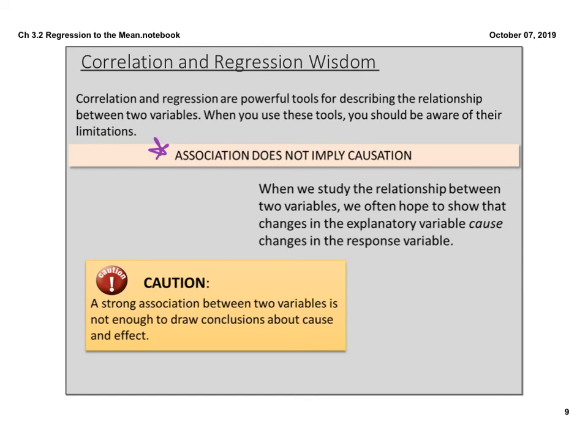Those are the things that are going to come for us in about chapter 7. We're going to do a lot of tests to try and determine if there is a cause. But association does not imply causation. Just because you can say that there's a strong association between two variables, you don't have enough to draw conclusions about cause and effect without doing further tests.